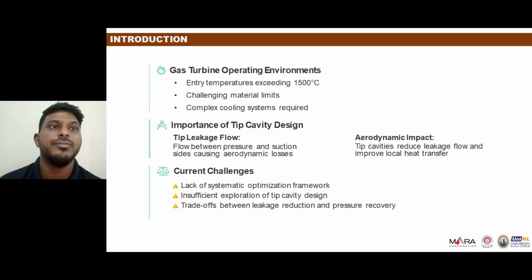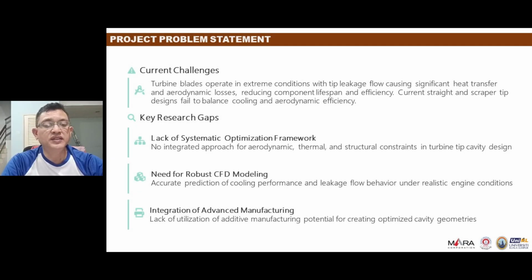Therefore, the design of the tip cavity directly influences two critical aspects of turbine performance: aerodynamic efficiency and thermal protection. An optimized tip cavity can minimize leakage by disrupting or controlling vortex formation, improving sealing of the blade flow path. At the same time, it can enhance the distribution of cooling air around the tip, preventing localized heating and ensuring longer blade life. Achieving this balance poses a challenge.